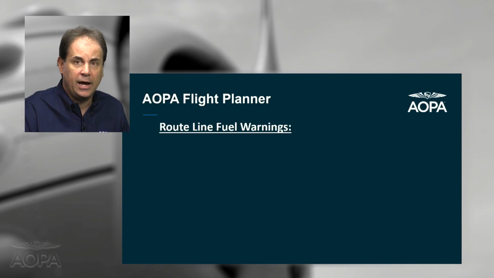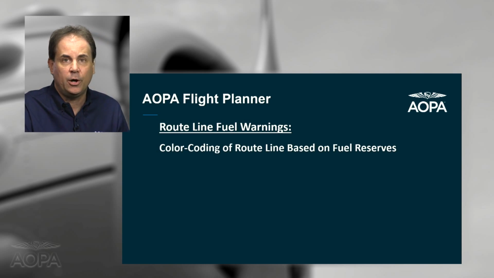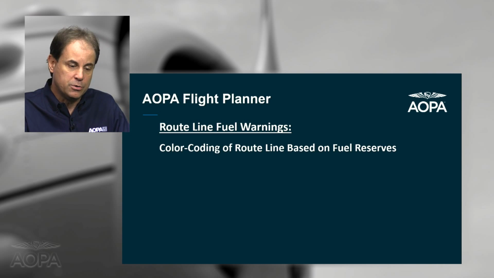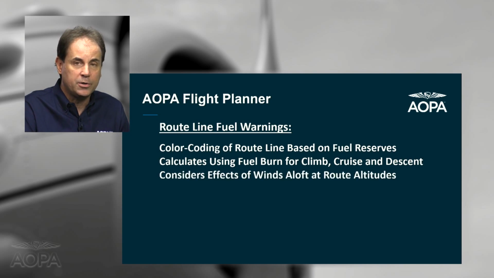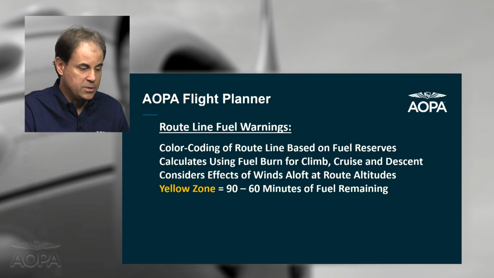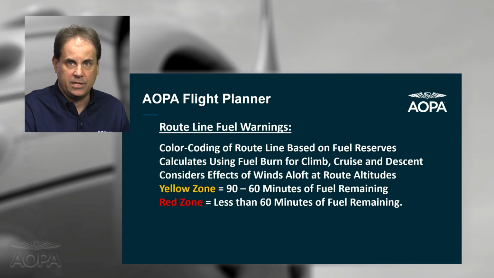So this is a good segue, again, for those people who may not know how this works. Basically, route line fuel warnings does color coding of the route line based on your fuel usage and your fuel reserves. Those color codings are based on your cruise, climb, and descent fuel burns, and they also consider winds aloft along your route. So we use the nav log, we know where your aircraft is going to be, and we can very highly predict where you're going to be with your fuel. So we color code the line two different ways. Yellow zone is between 90 and 60 minutes of remaining fuel. The red zone on the line is less than 60 minutes of fuel.